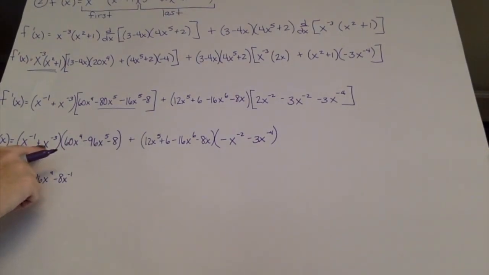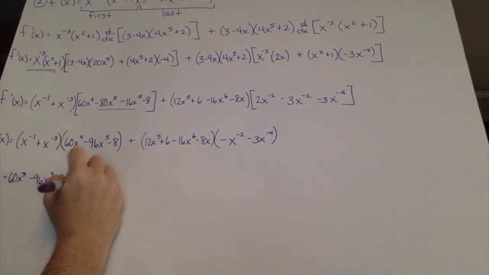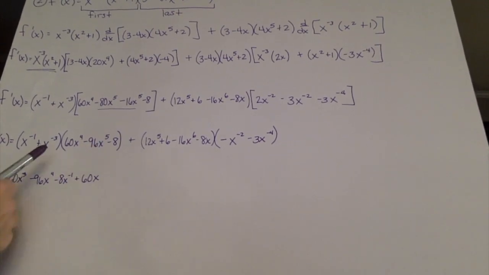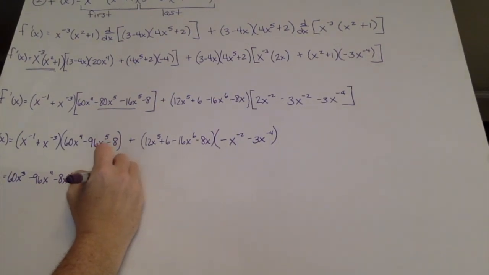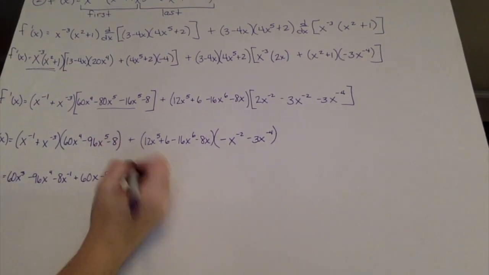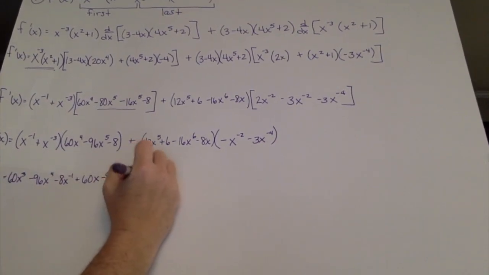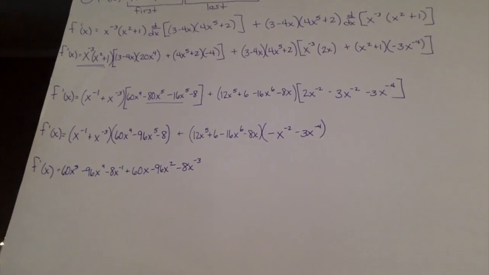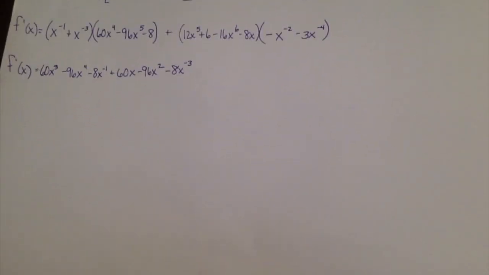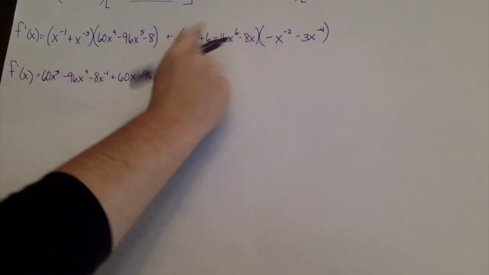Then we'll have x cubed times 60x to the fourth, which is going to be 60x to the first. x to the negative third times negative 96x to the fifth is negative 96x squared. And x to the negative third times negative 8 is negative 8x to the negative third. Okay. And I think we're doing okay on that so far. Let me slide this over. Turn it a little, maybe go like this. That might help. Okay. Then we've got to multiply here.